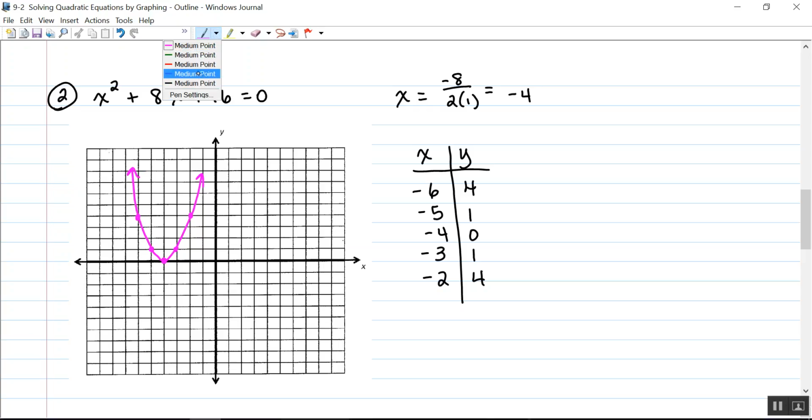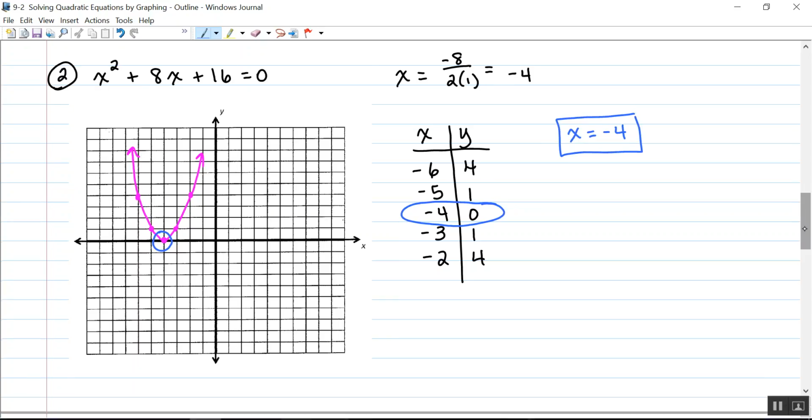And I can see that my graph technically doesn't cross the x-axis, but it just touches the x-axis in only one point right here, where x is equal to negative 4. So that's my one solution. So in this case, this quadratic equation has just one solution because it touches the x-axis in only one point. And that actually makes sense from my table because at this point right here, my y is 0, so I need the x value.